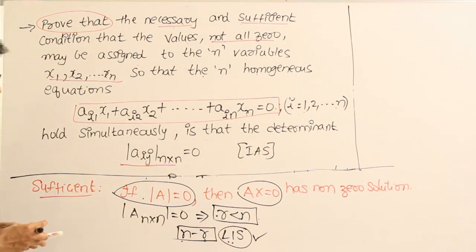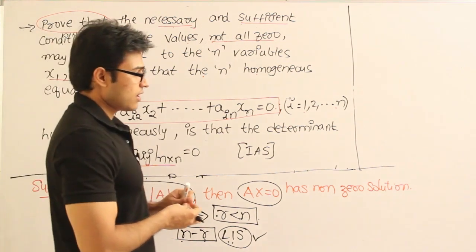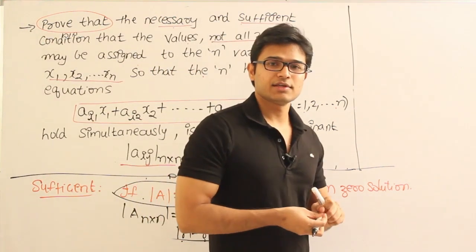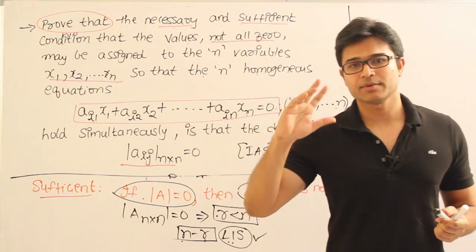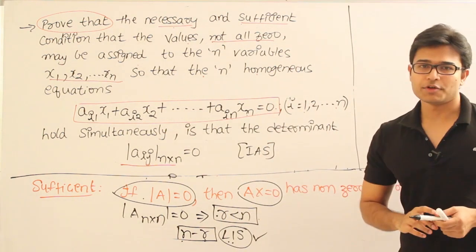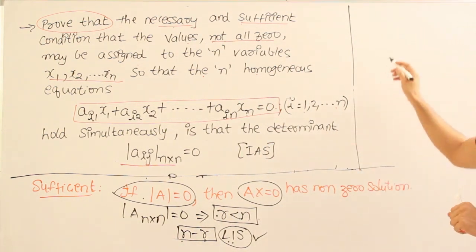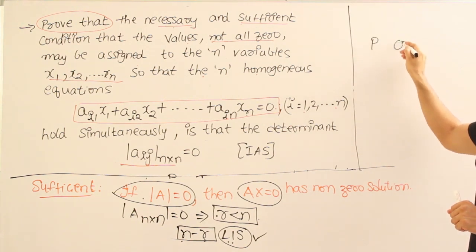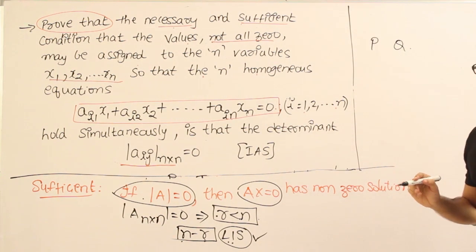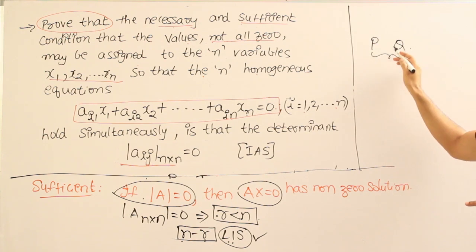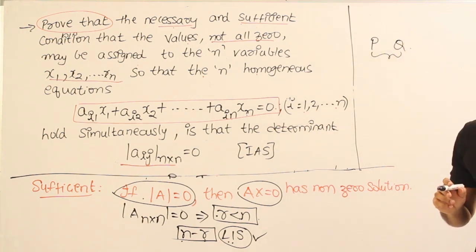See, the question is simple. What I want you to learn is how to prove these necessary and sufficient conditions, because later in some other subjects we might even use this concept. So remember this. Whenever two conditions P and Q are given, if you have to prove that P is necessary and sufficient condition for Q, then we are supposed to prove it both the sides.